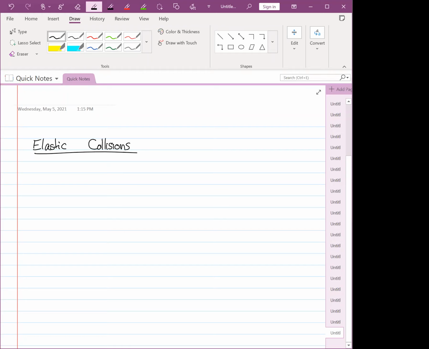Right. So if a collision is elastic, not only do we have momentum conservation like we have for all collisions, because we're assuming that there are no external forces involved, we also get an additional equation that will help us solve our problem. We get conservation of kinetic energy.